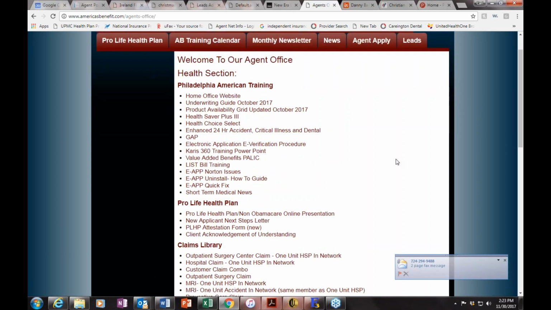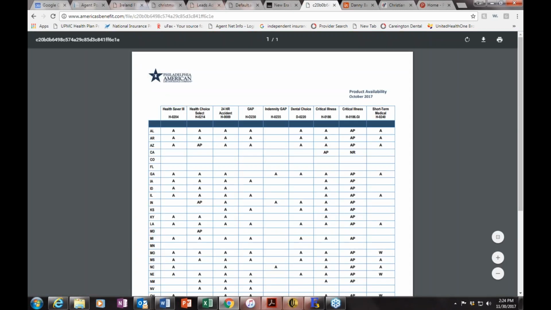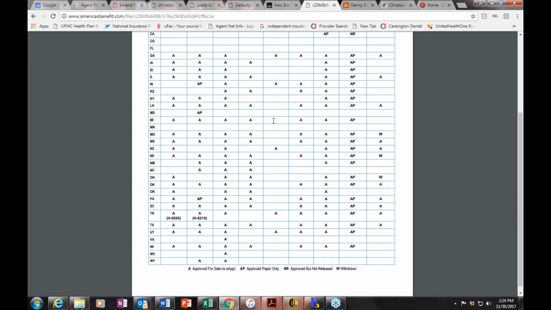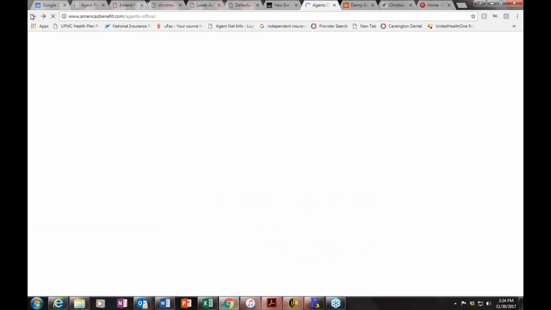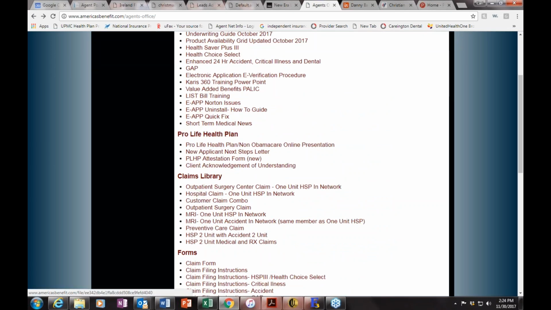If you go into this website, again, there'll be some other things that you can obtain from the Philadelphia American site, the underwriting guide. There's a product availability grid on here that shows you in which state the product is available. I believe we have product in 26 states now. So you can print that off or save that to your computer. There's some PowerPoint presentations in here of the product, some recorded trainings. This is a nice piece here. I included this in your folders.